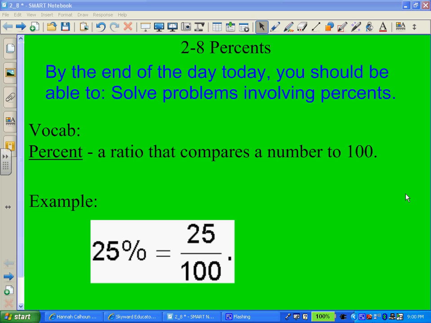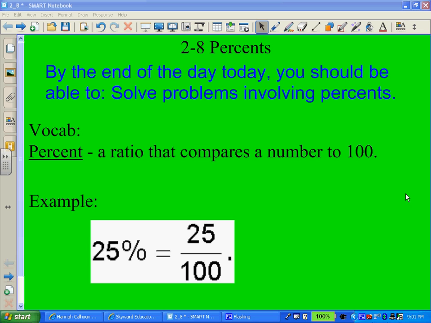Hello there. This video is about section 2-8. We'll be talking about percents today and how we can find percents of different numbers and find what percent a number is of another number, and etc. So I'm sure you've seen percents before, and all a percent is, is a ratio that compares a number to 100. So for example, 25% is the same as 25 out of 100.